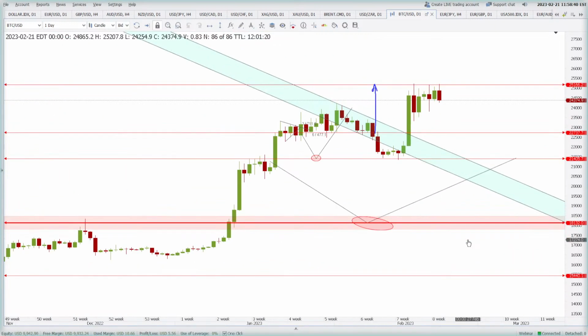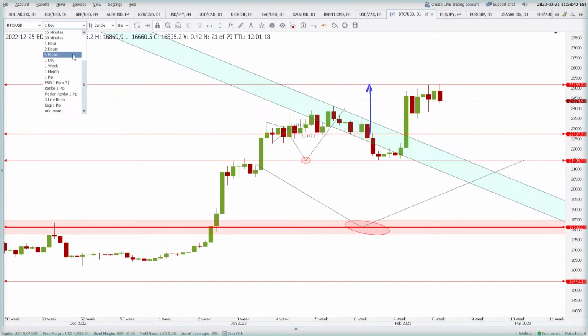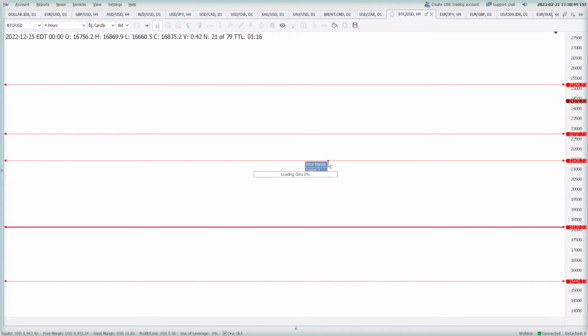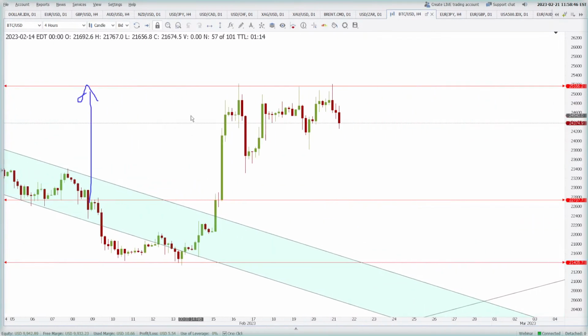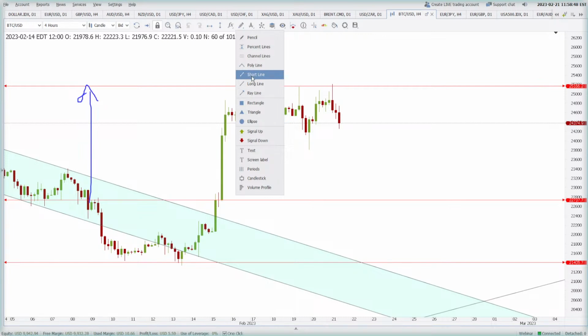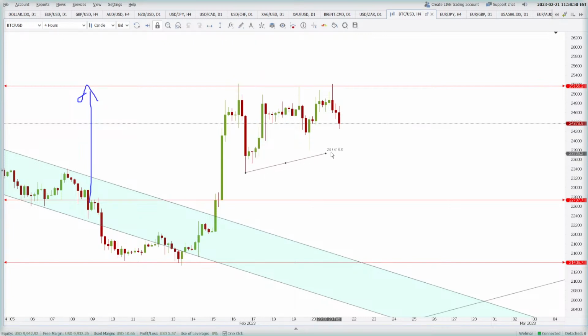Now this is an ascending triangle forming here. I will show you on the 4-hour. You'll see that there is a triangle forming here. Now this is still forming.